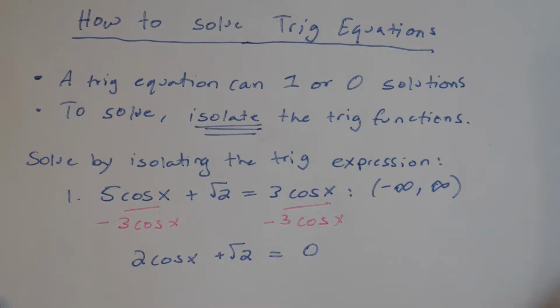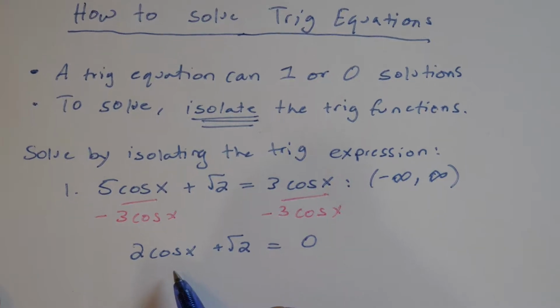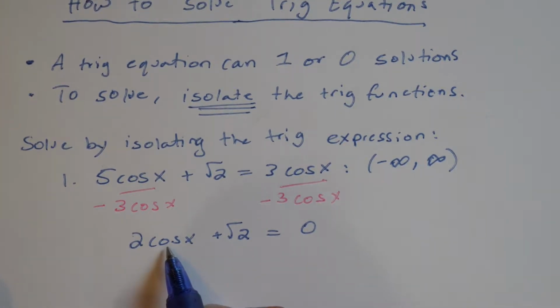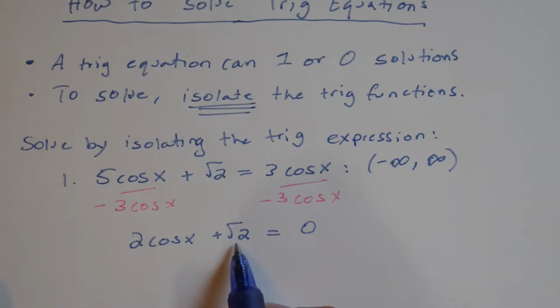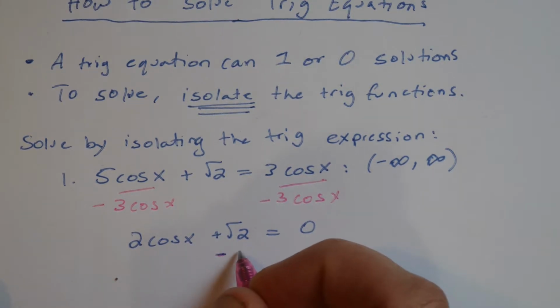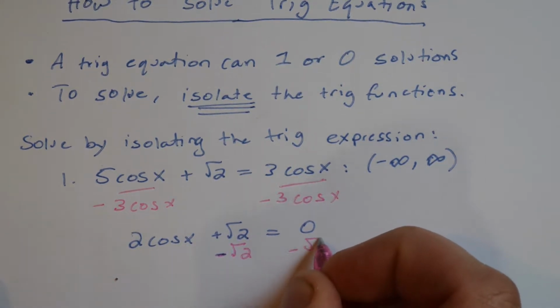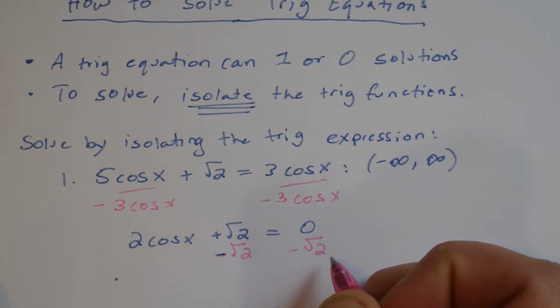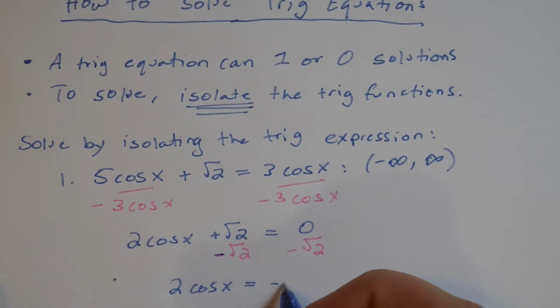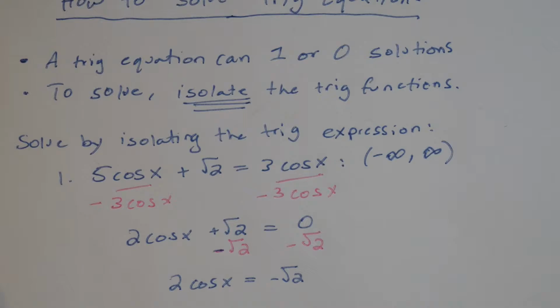I'm doing good. When I isolate stuff, I always get stuff on the left side. Now, I'm still trying to isolate this. Right now it's not isolated because it's next to this positive root 2. How do I get rid of that positive root 2? Thank you very much. We subtract root 2 to both sides. What's 0 minus root 2? That's just negative root 2. So we have 2 cosine x equals negative root 2.